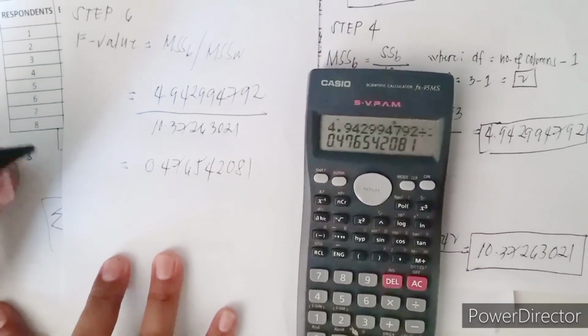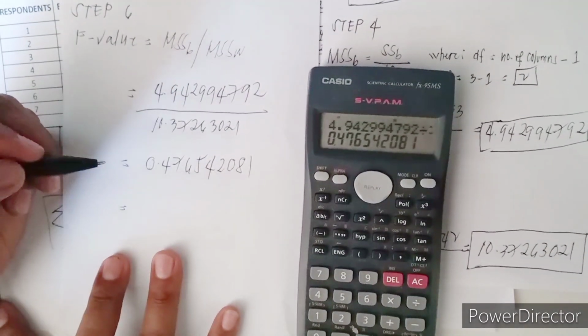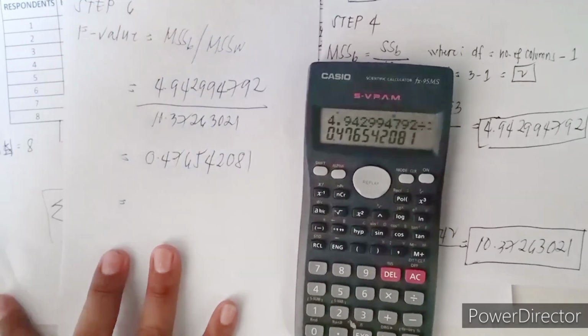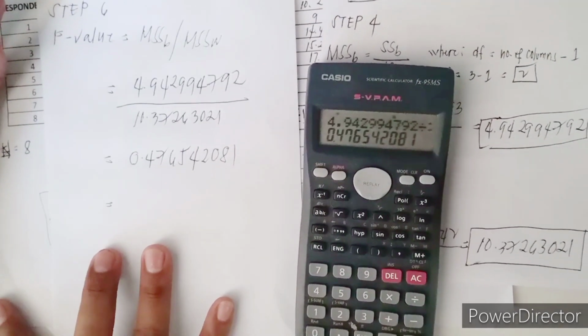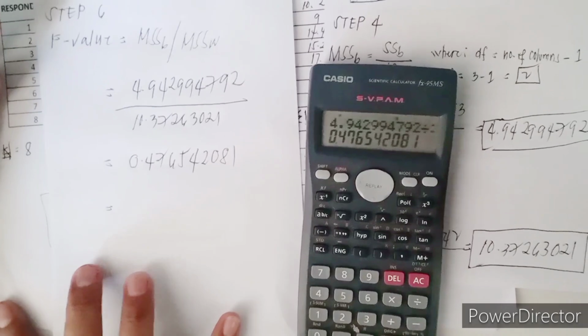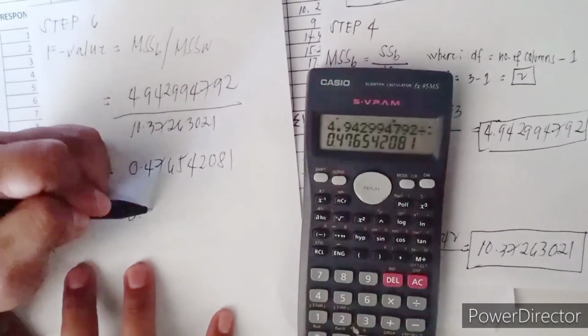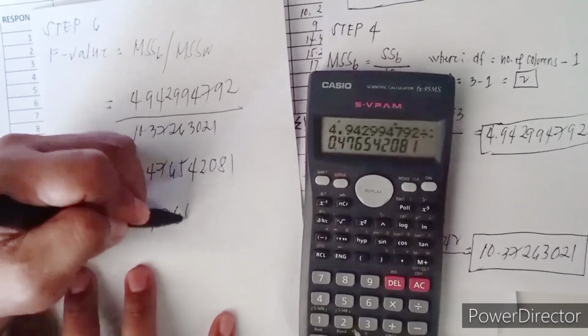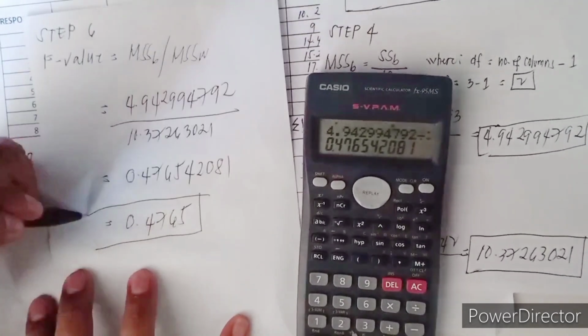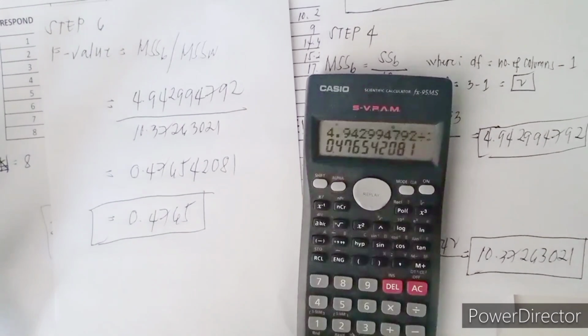0.476542081. Pero kapag sinabi namin doon sa ating Google Form, final exam, convert your final answer to 4 digits right after the decimal point. The answer is 0.4765. Okay, mahaba-habang step, Ma'am Tintin.